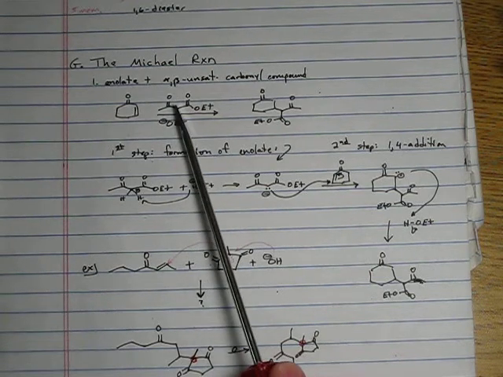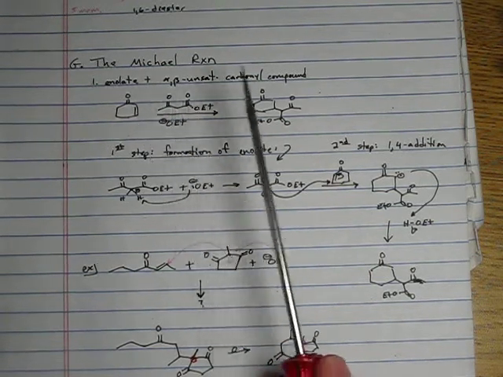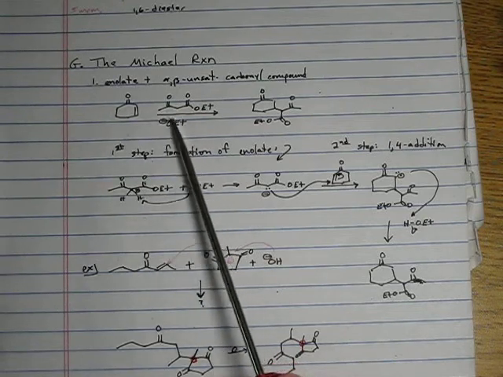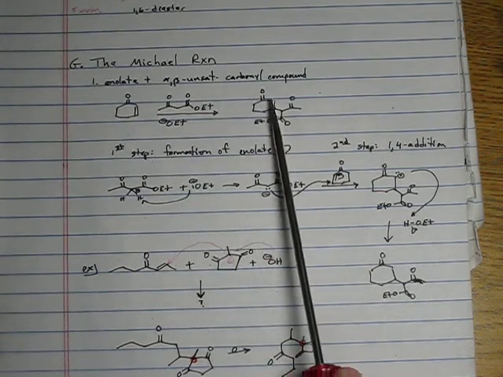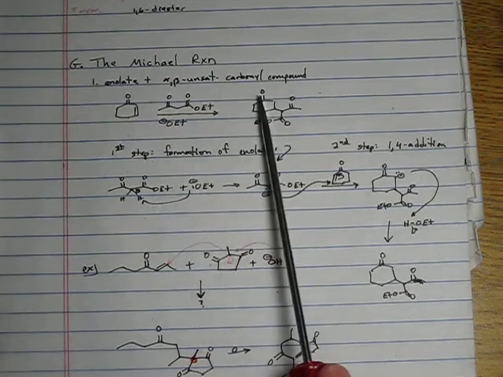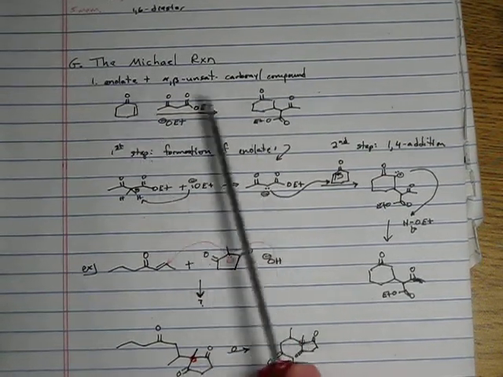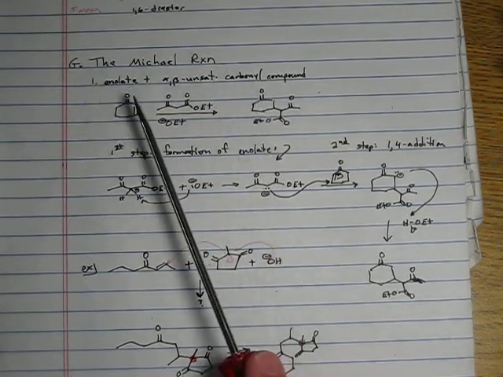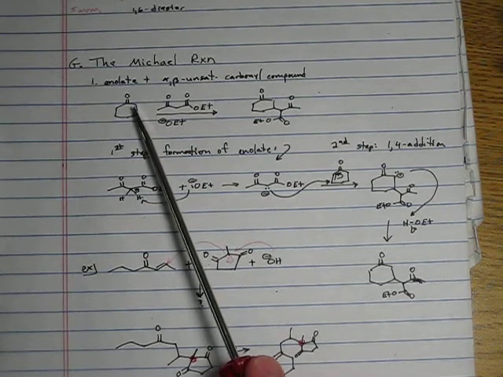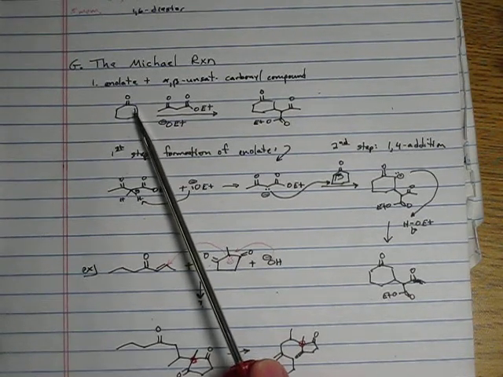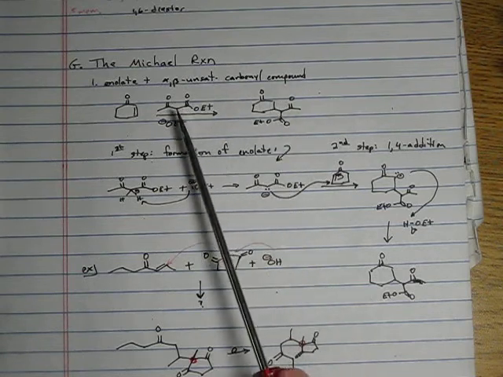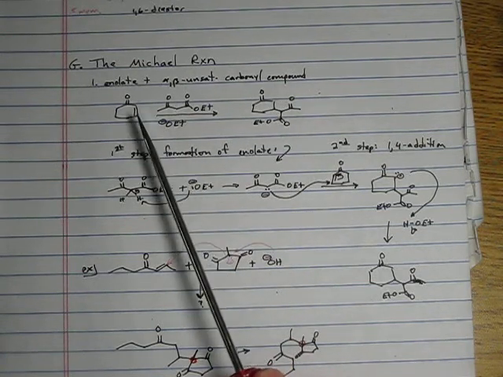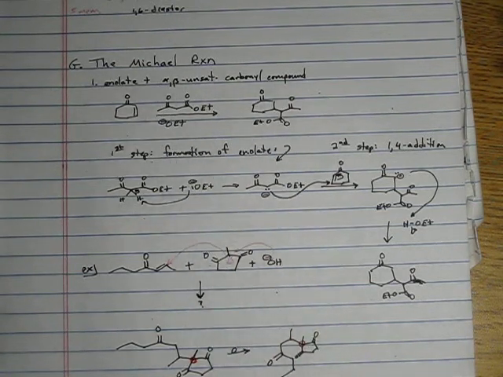So this guy here will always attack the beta carbon of the alpha beta unsaturated carbonyl compound and form a bond right here. So note in the product, we form a bond here and the double bond goes away. Still have the carbonyl of our original alpha beta unsaturated carbonyl compound. We just get rid of the alpha beta unsaturated part and we attach this enolate to that beta carbon.